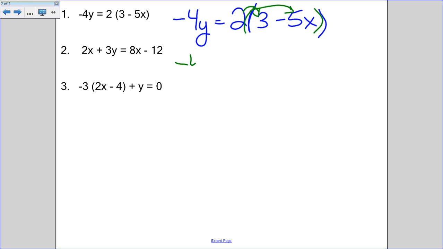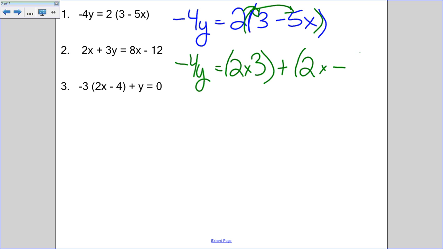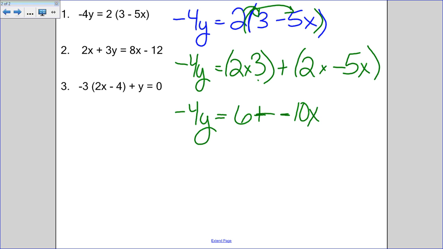So we would have negative 4y equals 2 times 3 plus 2 times negative 5x. Okay, so let's simplify that. Negative 4y equals, well, 2 times 3 is 6, plus 2 times negative 5x. What is that? That's plus negative 10x.